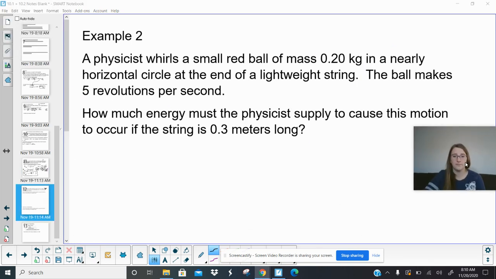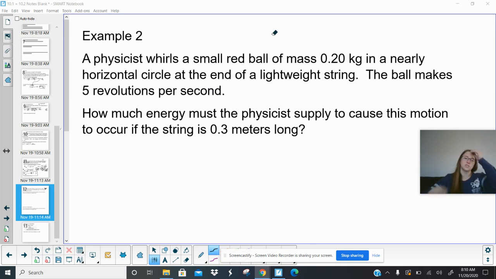Let's go ahead and try it one more time. A physicist whirls a small red ball of mass 0.2 kilograms in a nearly horizontal circle. So going like this, it's kind of like flinging around this way, at the end of a lightweight string. The ball makes 5 revolutions per second. Dang, he's going really fast. How much energy must the physicist supply?